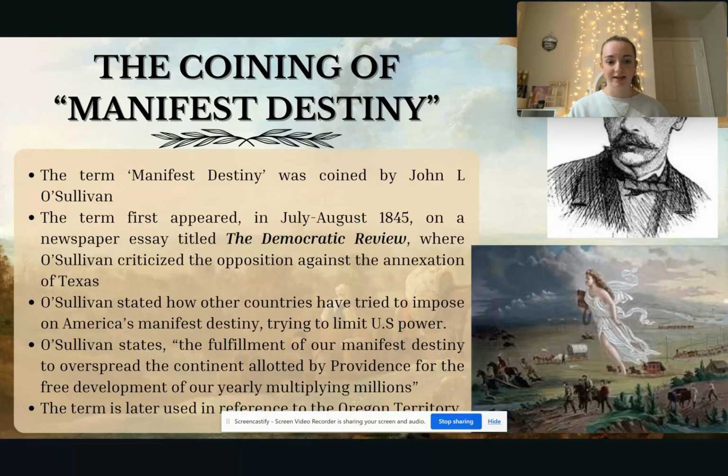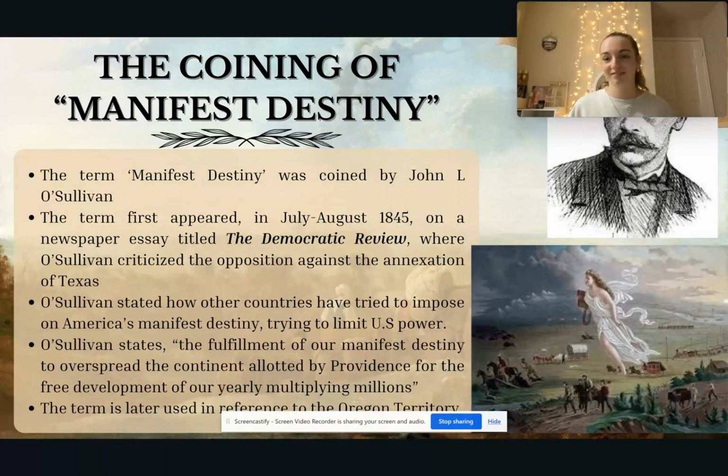And he states directly, the fulfillment of our manifest destiny to overspread the continent allotted by Providence for free development of our yearly multiplying millions. So this basically means that manifest destiny is America's God-given mission to spread their control and their democracy as much as they can. So all the way west as they can, all the way to the Pacific Ocean.